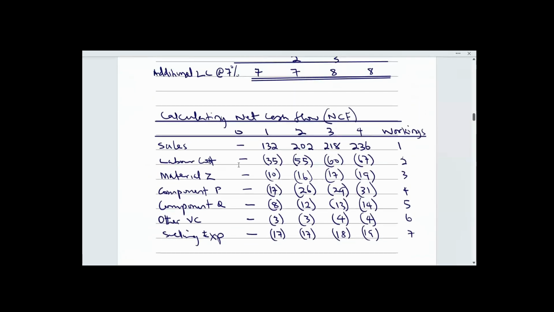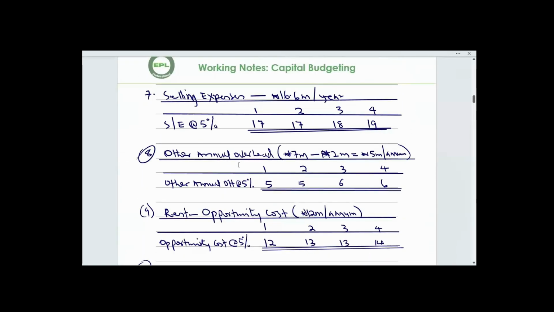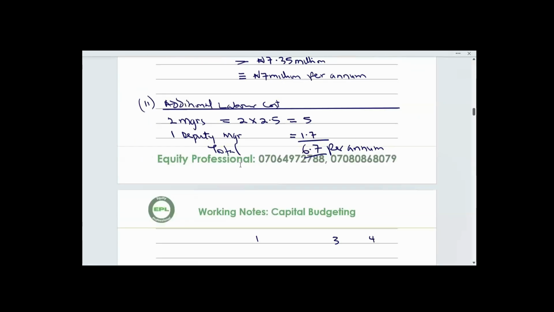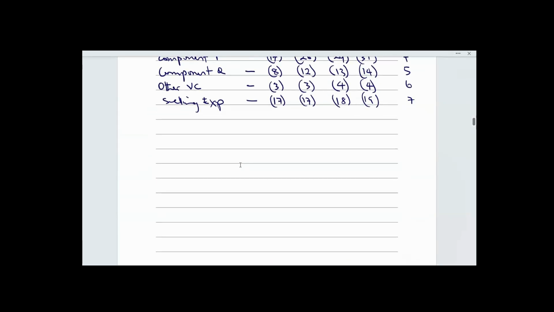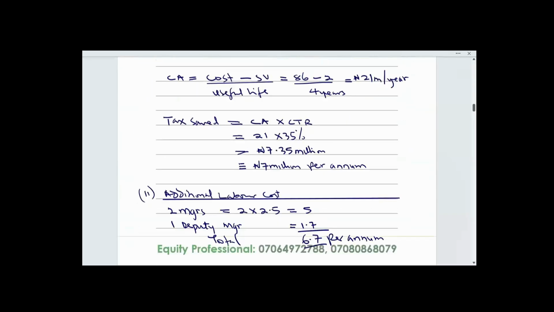Then after selling expenses, we have other annual overheads. 5, 5, 5, 6, 6, 6. Working 8. Then after this, we also have rent.